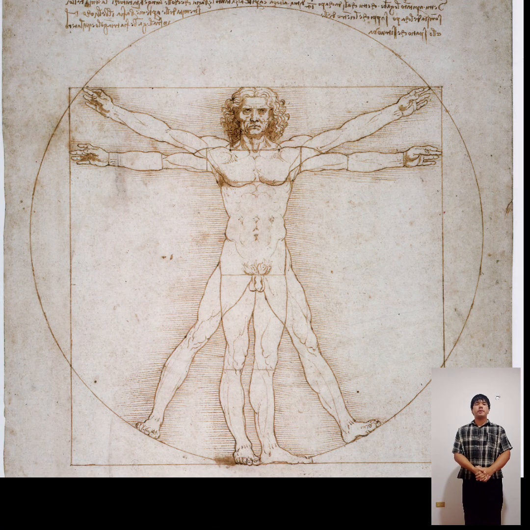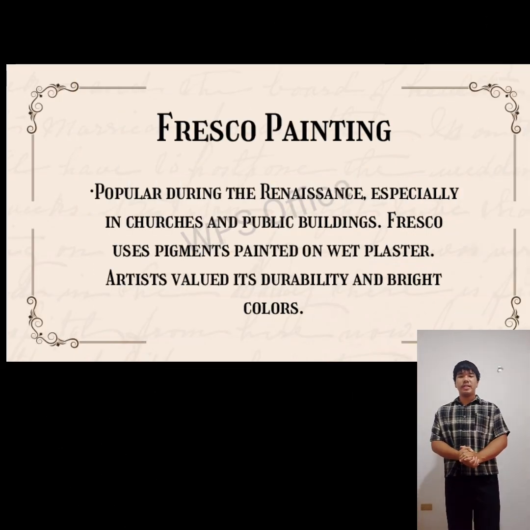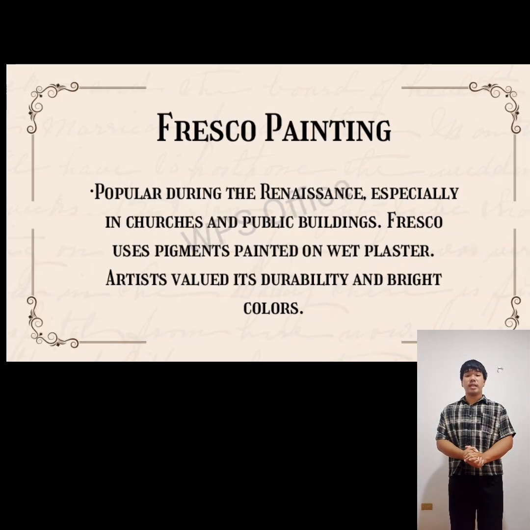Here are some examples of Leonardo da Vinci's artwork. The Vitruvian Man highlights proportion and the study of the human body. Fresco painting. During the Renaissance, especially in churches and public buildings, fresco uses pigments painted on wet plaster. Artists valued its durability and bright colors.